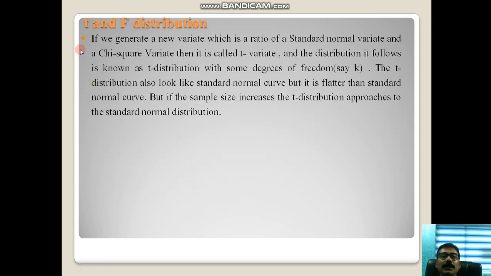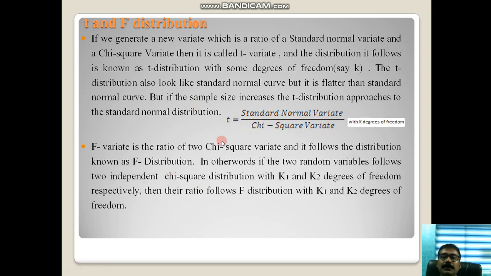T and F distribution. If we generate another new variate which is a ratio of a standard normal variate and a chi-square variate, then it is called a T variate, and the distribution it follows is known as T distribution with some degrees of freedom, say k. The T distribution also looks like the standard normal curve, but it is flatter than the standard normal curve. But if the sample size increases, the T distribution approaches the standard normal distribution. This is the T variate, standard normal variate by chi-square variate with degrees of freedom k, and the T distribution also with degrees of freedom k.